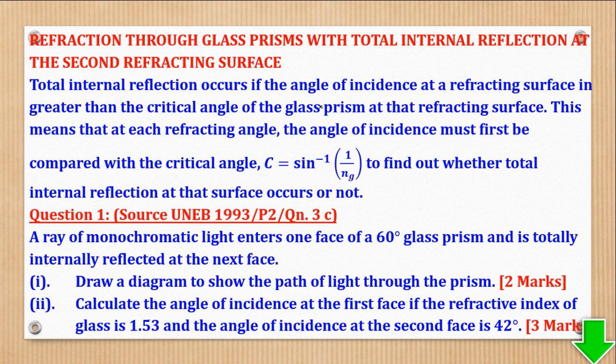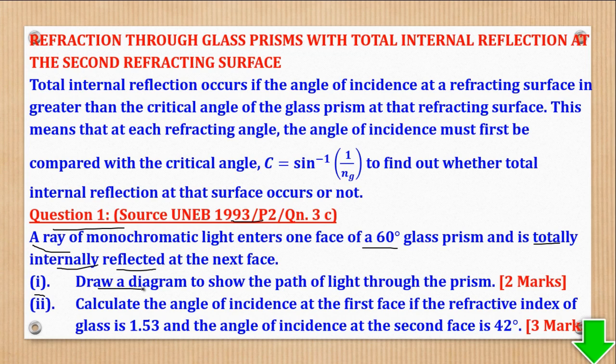But in most cases, when there is total reflection, they will talk about it in the question. So let's see this question, 1993, paper 2, question 3C, and it says, a ray of monochromatic light enters one face of a 60-degree glass prism and is totally internally reflected. So most likely they will talk about it at the next phase.